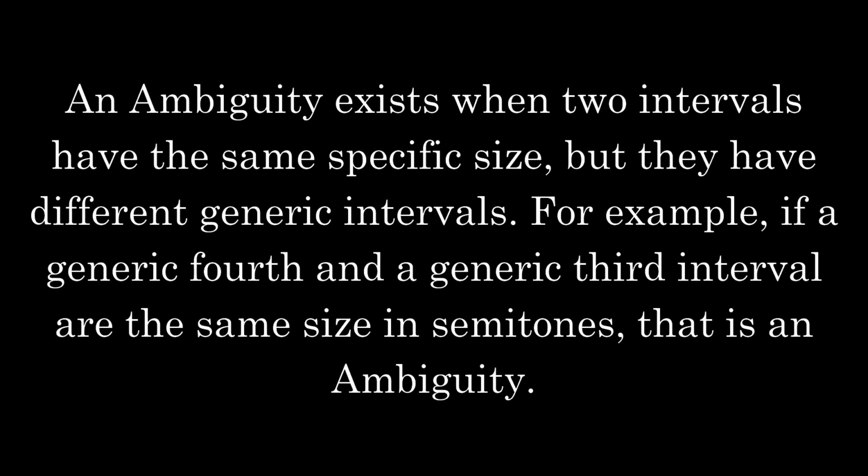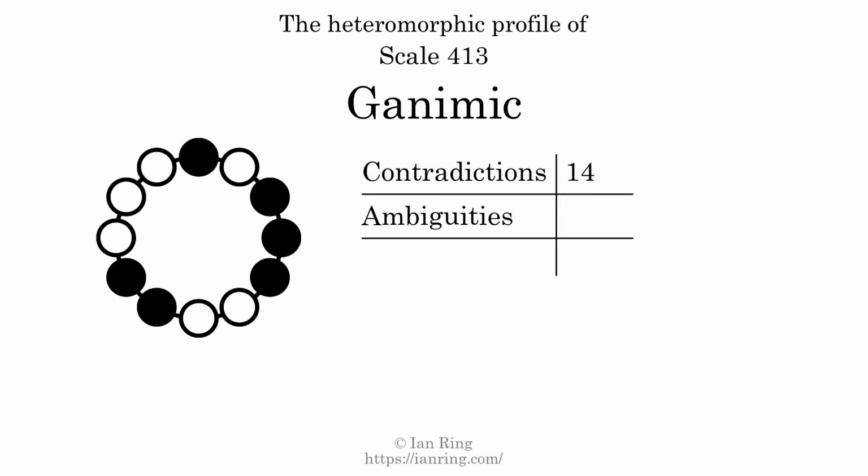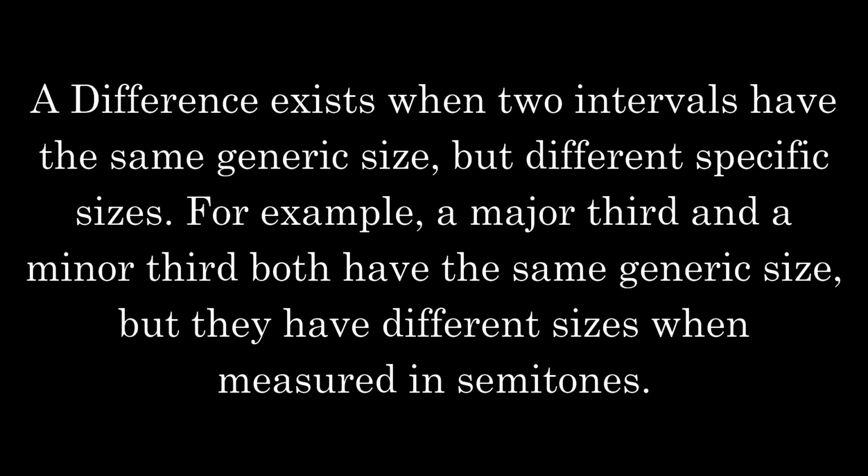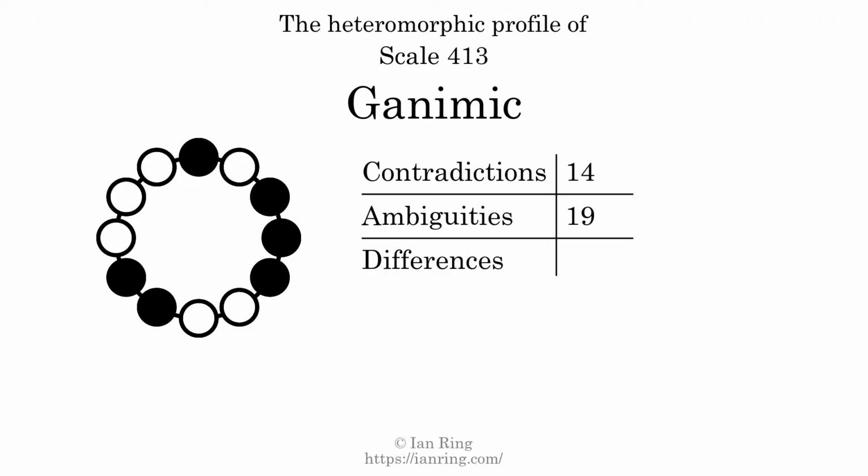An ambiguity exists when 2 intervals have the same specific size, but they have different generic intervals. For example, if a generic fourth and a generic third interval are the same size in semitones, that is an ambiguity. The number of ambiguities in this scale is 19. A difference exists when 2 intervals have the same generic size, but different specific sizes. For example, a major third and a minor third both have the same generic size, but they have different sizes when measured in semitones. The number of differences in this scale is 65.